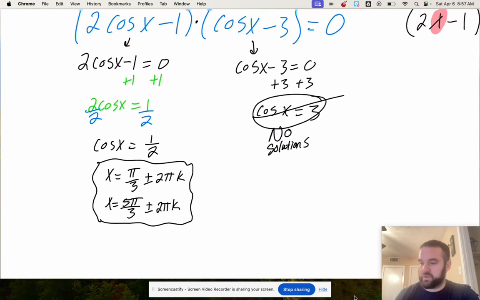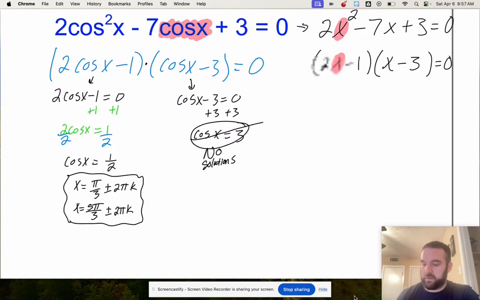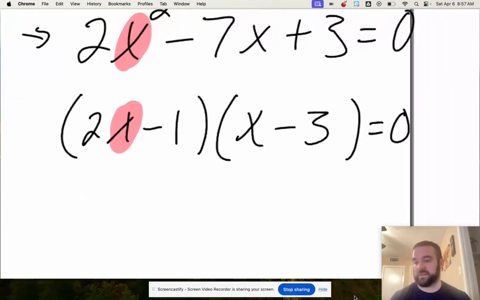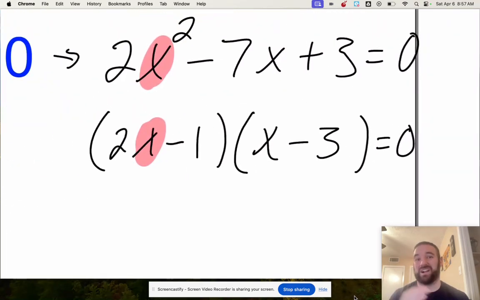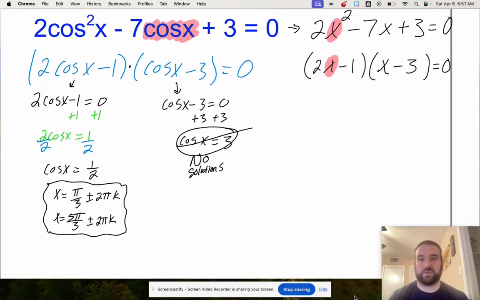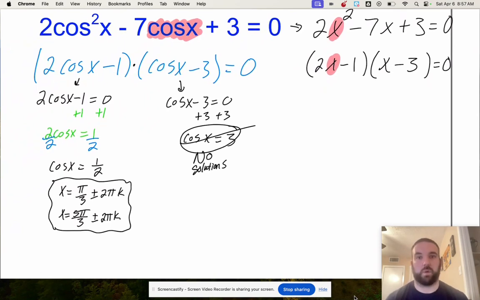Again, there's no solutions for the second half of my factored form, so that is my full solution set: pi over 3 plus or minus 2 pi k, as well as 5 pi over 3 plus or minus 2 pi k. So if you see the same trig function twice, one's squared and one's not, you are probably going to have to factor. And again, if you want to go off to the side and pretend it's not cosine x, but just a variable, you certainly can, because that's more what we're used to factoring.